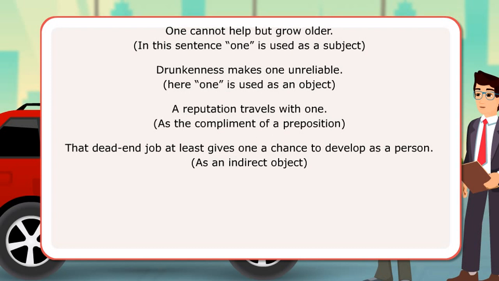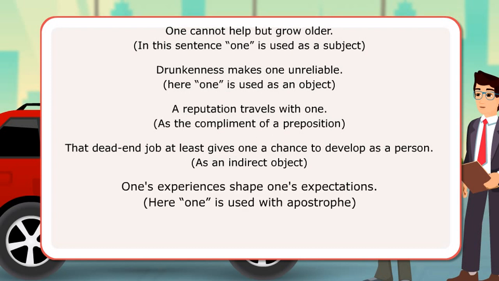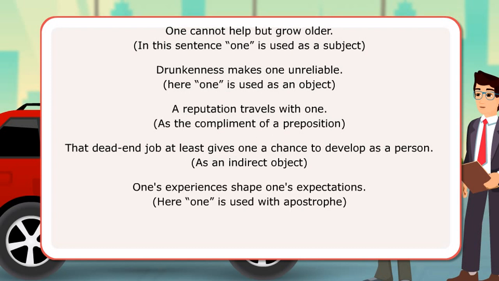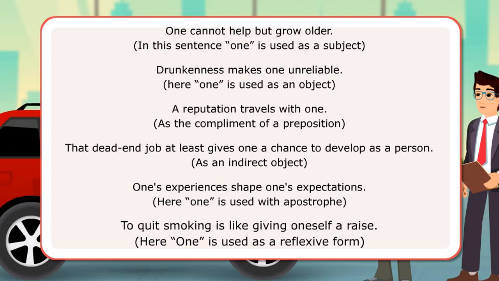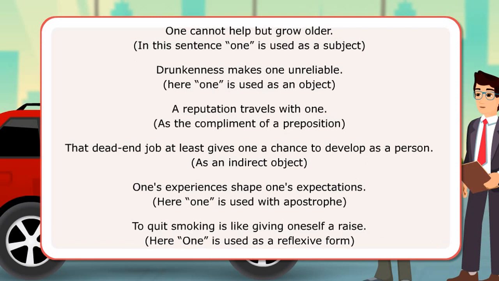As an indirect object. One's experiences shape one's expectations. Here one is used with an apostrophe. To quit smoking is like giving oneself a raise. Here one is used as a reflexive form.